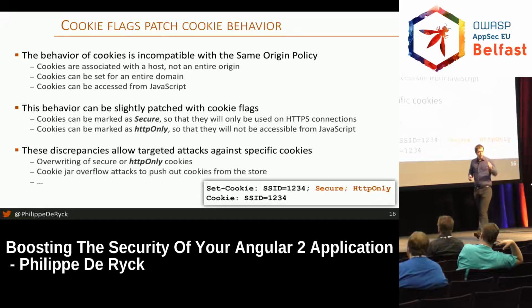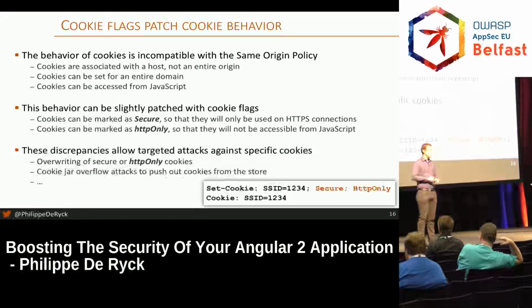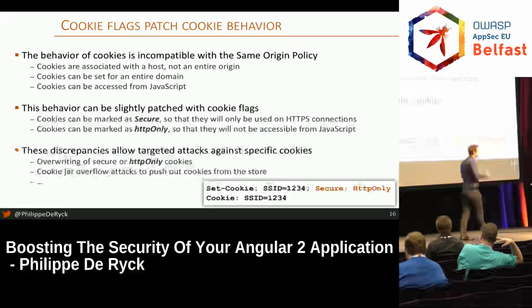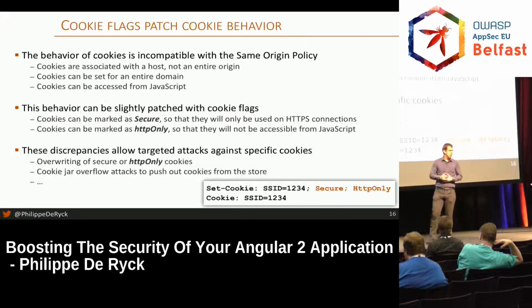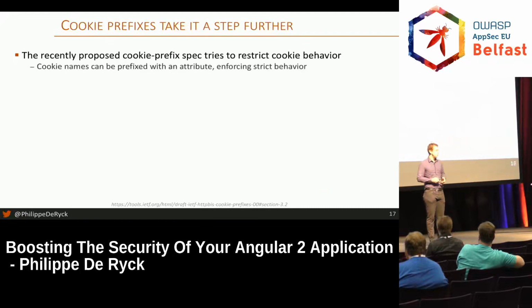However, there's a discrepancy with this system. If you look at the header on the bottom here, the Set-Cookie header contains all of this information, but when the server gets the cookie back, there's no information attached. It doesn't know whether it was a secure cookie or not. It doesn't know where the cookie came from. It doesn't know whether this was an attack that resulted from a cookie jar overflow or something like that. So essentially, there's a mismatch, and that still leaves a lot of attack surface. And that's why the smart people building the web platform came up with a new specification called cookie prefixes.